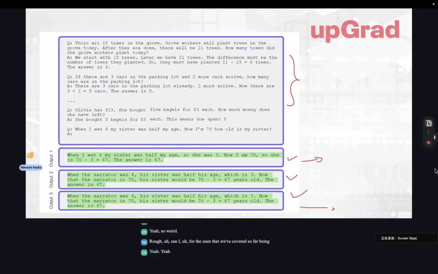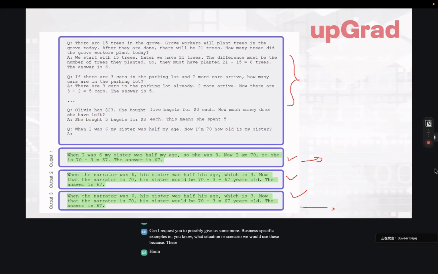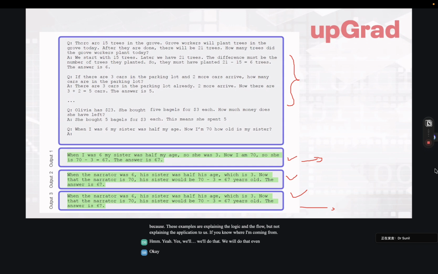largely few-shot, then chain of thought, and then self-consistency, can I request you to possibly give us some more business-specific examples of what situation or scenario we would use these in? Because these examples are explaining the logic and the flow, but not explaining the application to us, if you know where I'm coming from. Yes, we'll do that. We will do that even once I cover each of them.